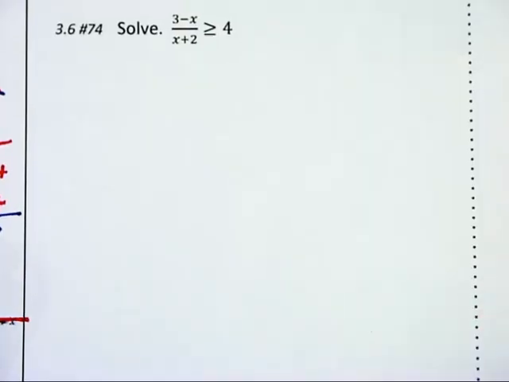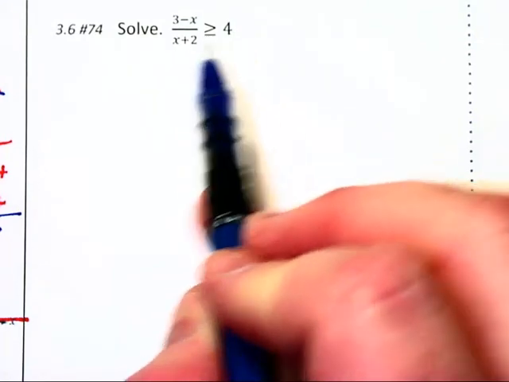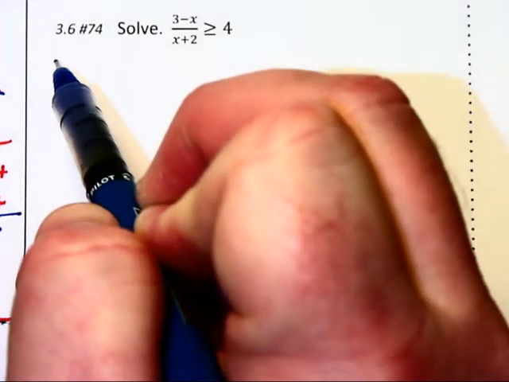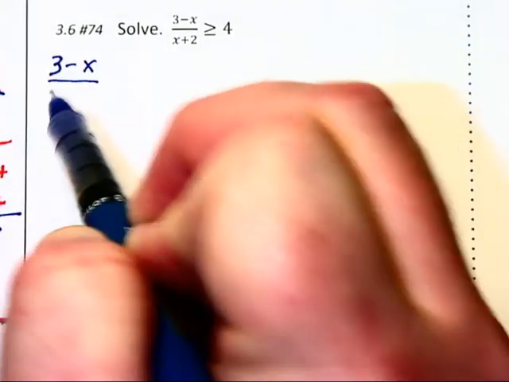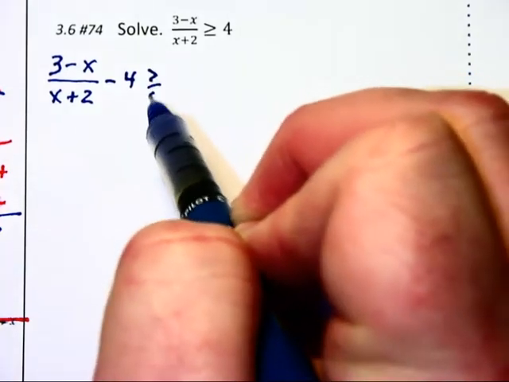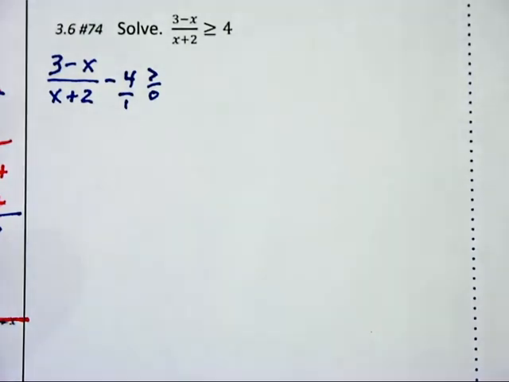As we move on to this next problem, we need to get the 4 over to the left because we want the right side to be 0. So we're beginning with (3 minus x) over (x plus 2), and we want to subtract 4 to make that greater than or equal to 0. And I'm going to write that 4 as 4 over 1.